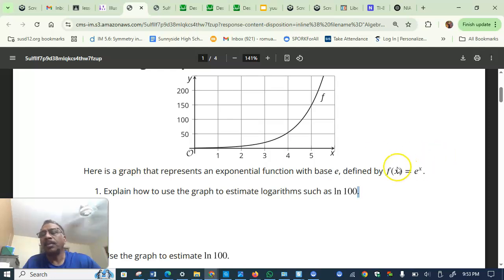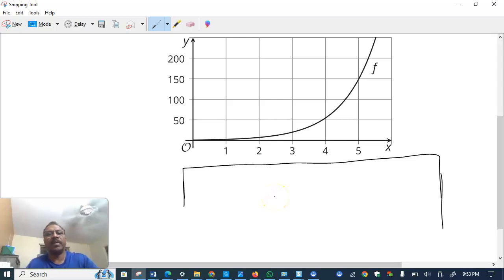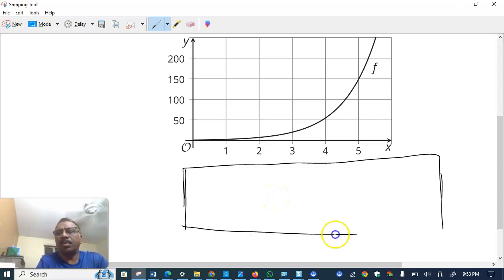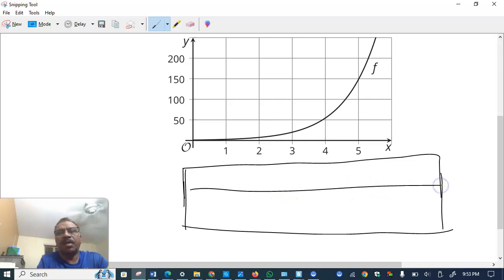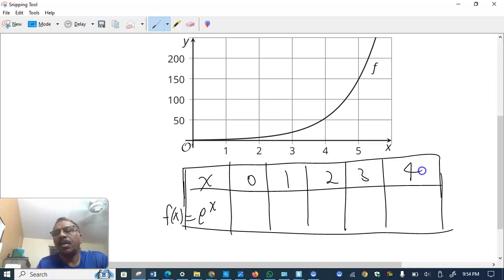Now, we understand. So what I'm going to do is make a table out of this. I already have the same graph. I'm going to make a table to have an intuitive understanding of what's going on. This is the input, and this is the exponential function, f of x equals e raised to x. The inputs are 0, 1, 2, 3, 4, and there's also 5. And what you see are the points.